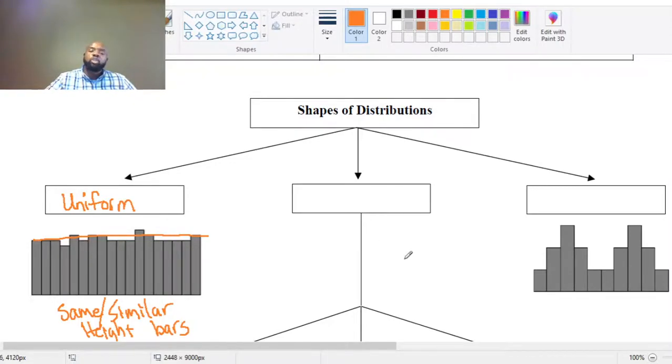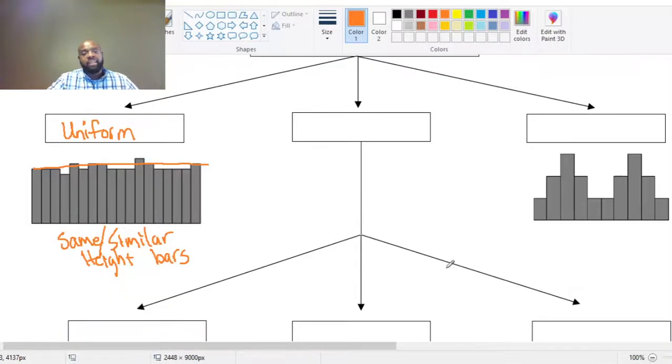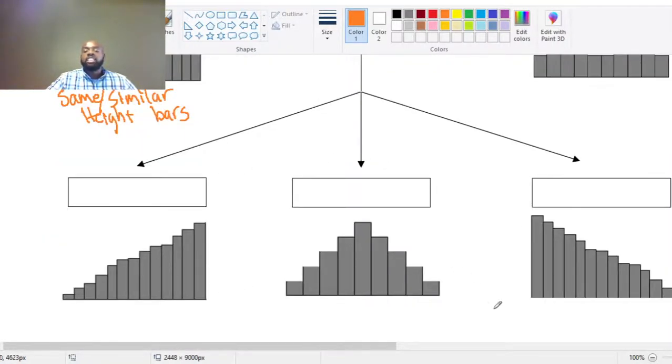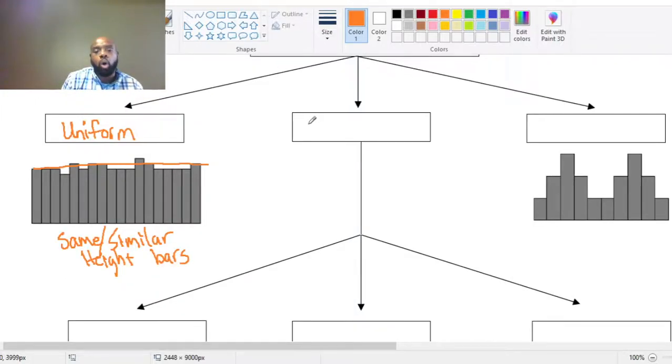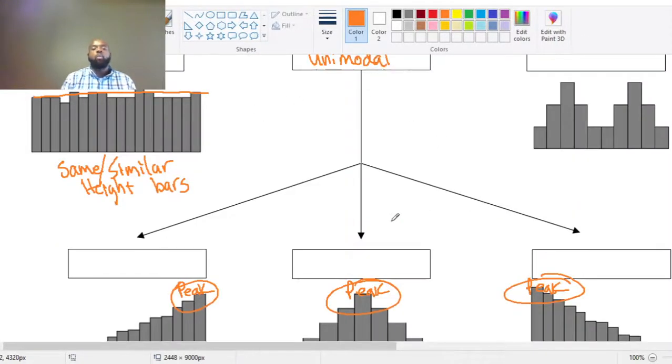And then other distributions we're going to identify by their peak, the number of peaks they have. For instance, these distributions down here, they have a peak here. So this distribution has a peak in this area. This one has a peak in the center, and this one has a peak here. All of them have one peak, and when that is the case, we call that unimodal. It was related to finding the mode of a data set, but it's called unimodal because they have one peak.